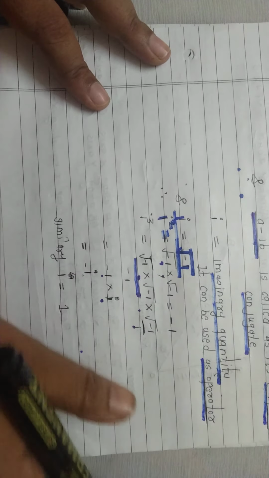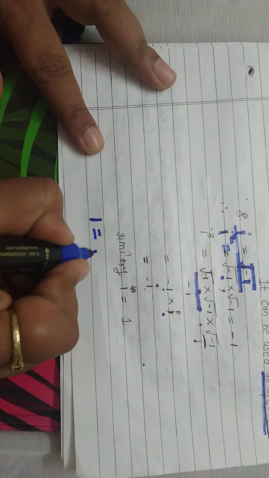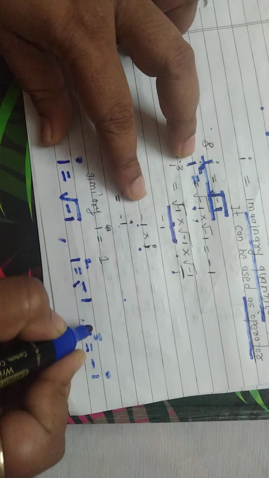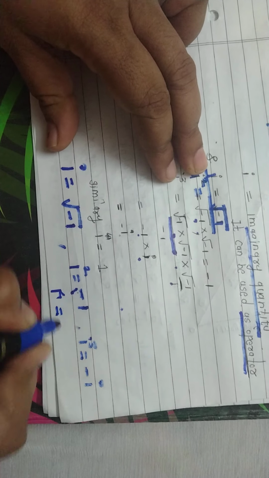So we have i equal to root -1, i square equals -1, i cubed equals -i, and i to the power 4 equals 1.